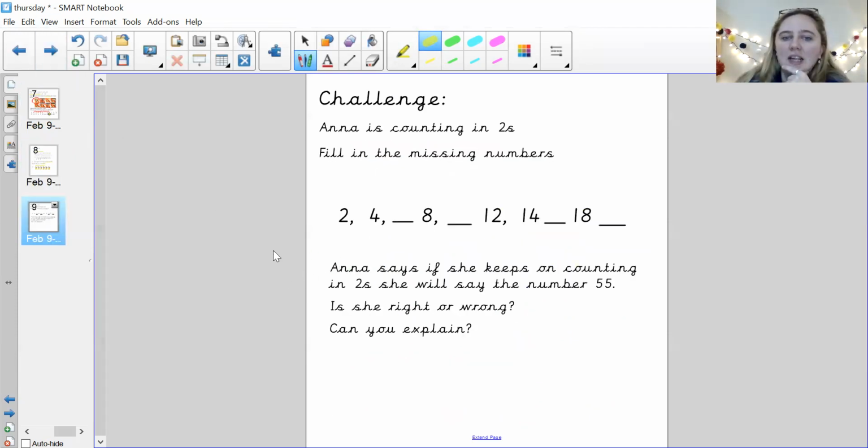Okay, here is the challenge. I'm going to read it to you, and then there's multiple different things you need to do. So it says, Anna is counting in twos. First thing you need to do is fill in the missing numbers. So write out this whole number sequence and fill in the missing ones. Maybe you could write them in a different colour. That would be a good idea, so I can see which numbers you've added. Okay, pause me and do that, and then come back for this second part.